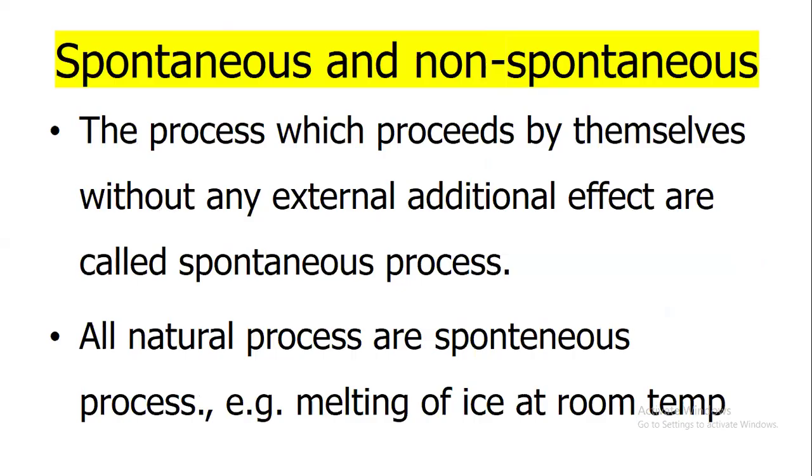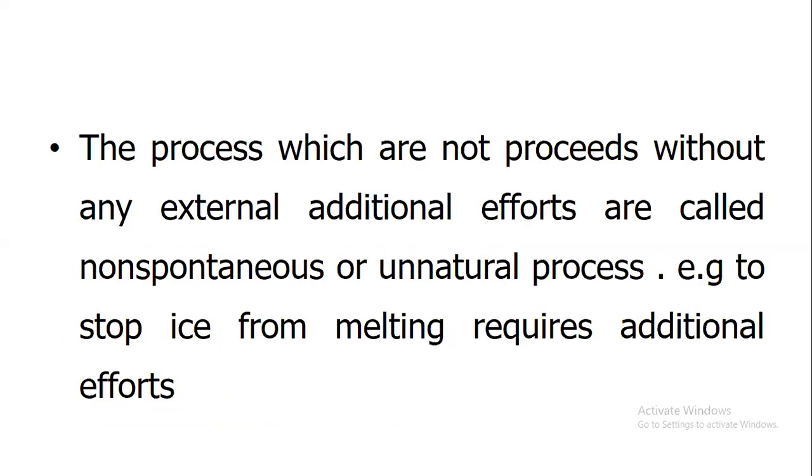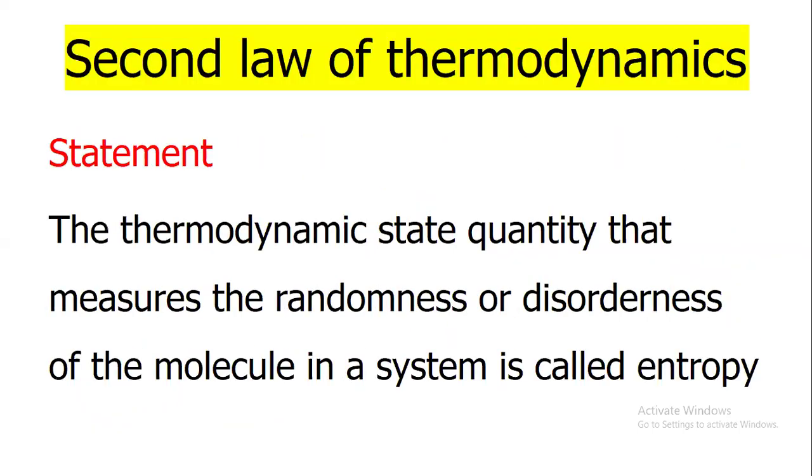Spontaneous and non-spontaneous processes. The processes which proceed by themselves without any external additional effect are called spontaneous processes. All natural processes are spontaneous processes. Example, melting of ice at room temperature. The processes which do not proceed without any external additional effort are called non-spontaneous or unnatural processes. Example, to stop ice from melting requires additional effort.